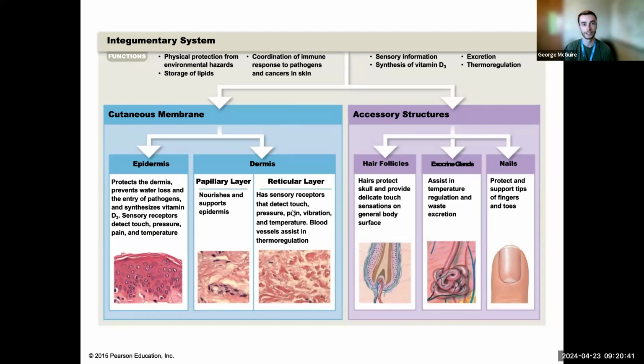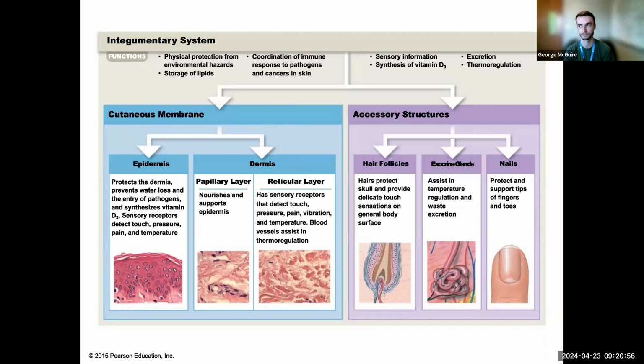The connective tissue, or sorry, the protein fibers, the collagen and elastic fibers in our reticular layer provide some stretch and support, right, to allow us to be able to rub against the environment without just completely pulling off those different layers.